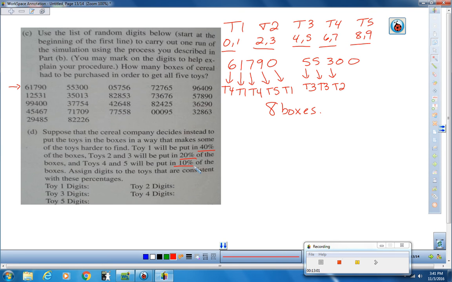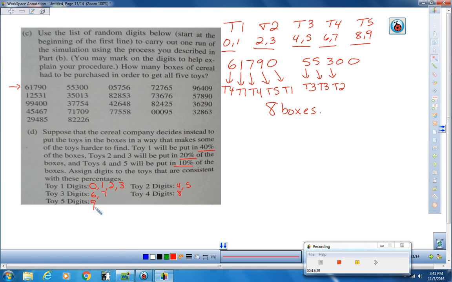I'm still going to use the numbers 0 through 9. Okay? It's just toy 1 is going to get 4 of them: 0, 1, 2, and 3. Toy 2 and toy 3 will get 2 of them each because they get 20%: 4 and 5, 6 and 7. Toy 4 will get 8, and toy 5 will get 9. So this has made it a little bit more difficult to achieve all 5 of my toys. Okay? So here we go.